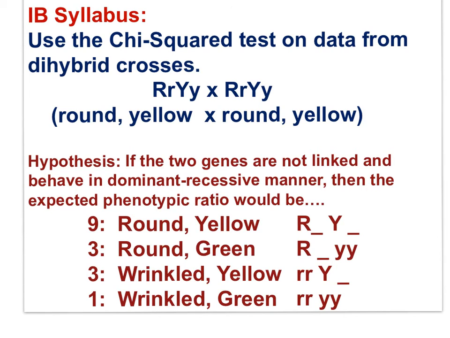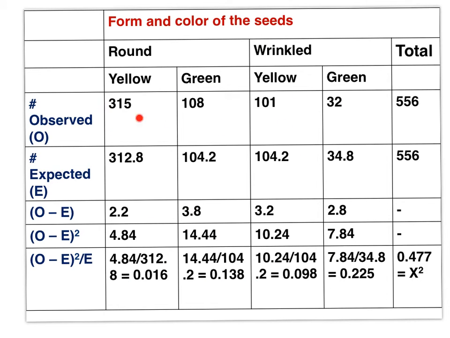Let's see what the numbers are. Here are the observed values, totaling 556 seeds counted, and the expected values come from the 556. 312.8 is 9/16 of 556. 104.2 is 3/16 of 556, and this is 1/16 of 556. The chi-square calculations are run, producing a chi-square value of 0.477. Turn the movie off now to confirm this value.